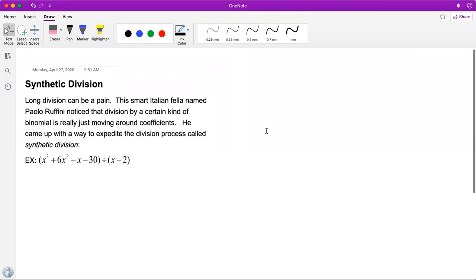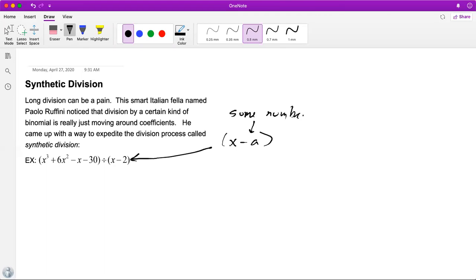But if you're dividing a polynomial by something that looks like this, that is your divisor, and if the divisor looks like x minus a, where a is some number, it doesn't matter what it is, you can do synthetic division. Synthetic division is a trick with dividing where you don't have to actually do the division. This guy years ago, in the 1600s or 1700s, realized you're just moving coefficients around. So he said, why don't we take away the x's and it'll be easier. So here's what you do.